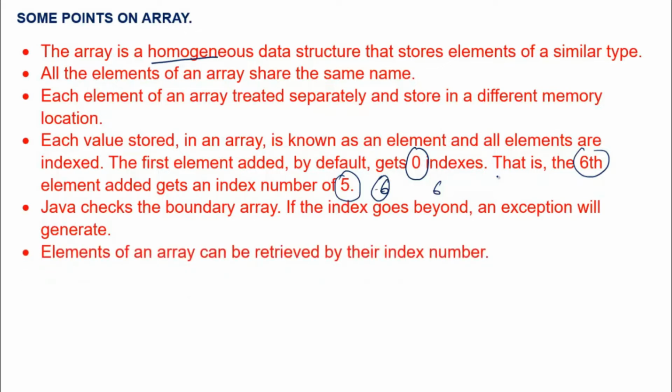Elements of an array can be retrieved by their index numbers. Say this is the array: 5, 6, 8, 9. This is index 0, 1, 2, 3. Now if the array name is A and I want to access this 8, we can access it with the help of the index. This is index 2, so it will give me 8.